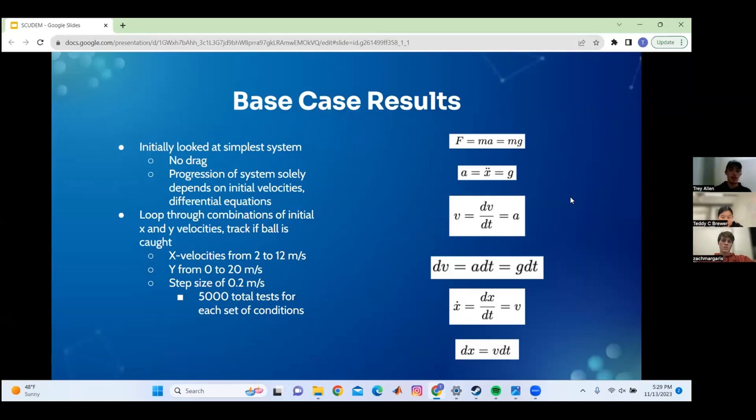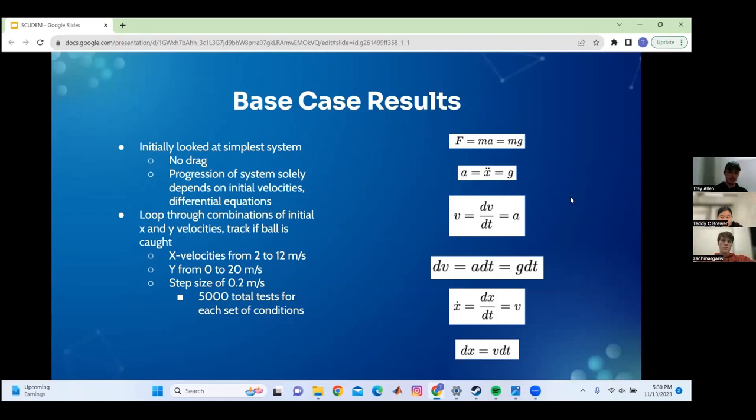So we looped through many combinations of initial x and y velocities and basically used the same tracking code and recorded if the ball was caught. So we looped from initial x velocities that range from 2 to 12 meters per second, and initial y velocities that range from 0 to 20 meters per second, with a step size of 0.2 meters per second. And doing the math on that results in 5,000 total tests for each set of conditions.